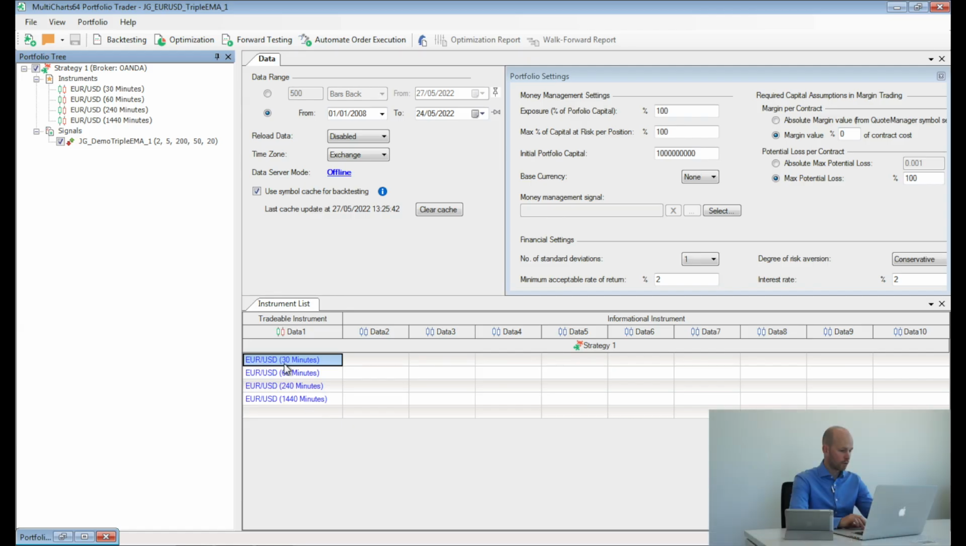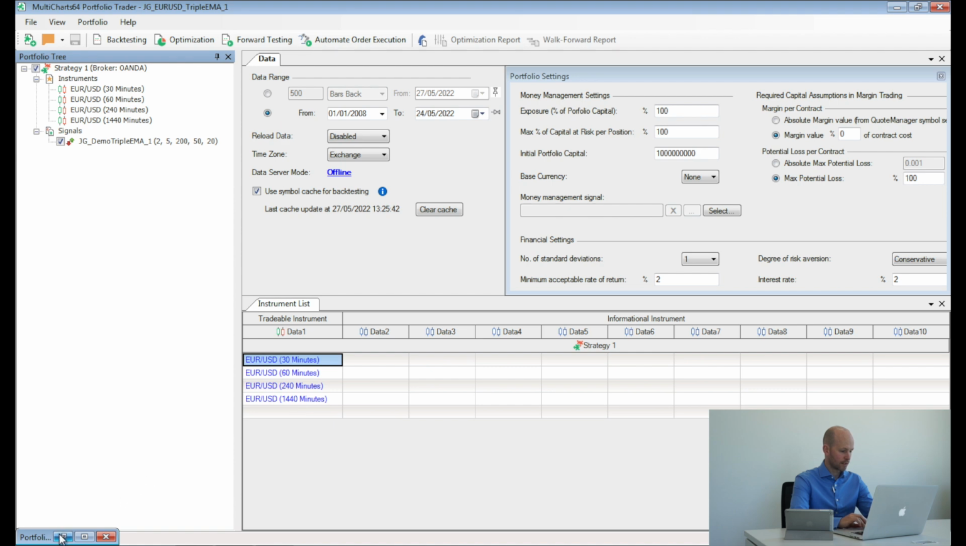So the next test, we're going to be looking at the same strategy on euro dollar, but on some other time frames. Now we're going to be looking at 30-minute, 60-minute, 4-hour and daily time frame. So this time we're going to be looking at multi-charts portfolio trader, which is quite clever because it allows us to run the same strategy across multiple time frames or multiple instruments, like we'll have a look at that later on. Let's first look at euro dollar over 30, 60, 240 and 1440 minutes.